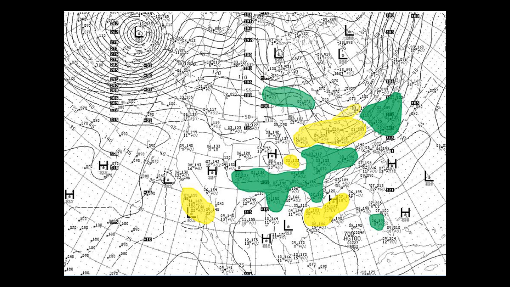As we take a look now at our 700 millibar at 0Z last night, we can see a large area of moisture across the central United States associated with that shortwave.